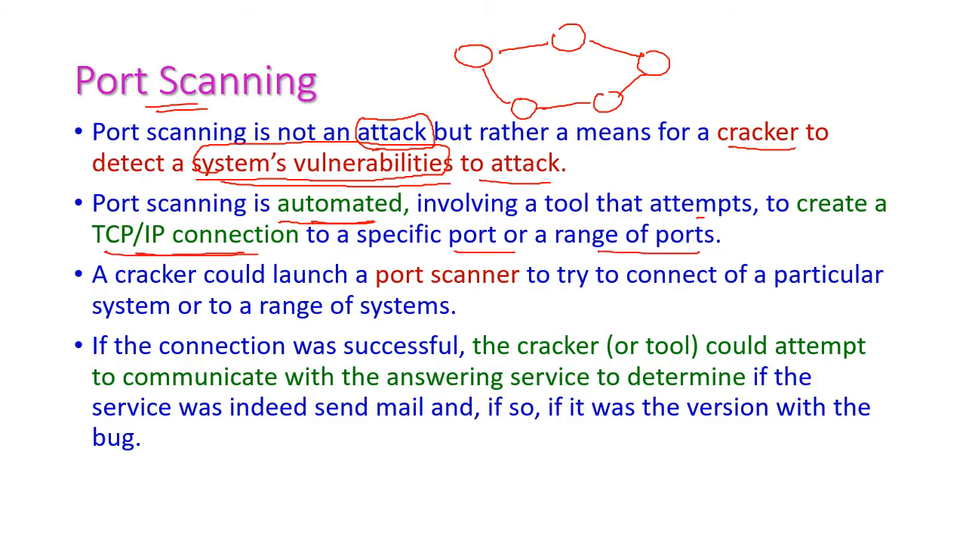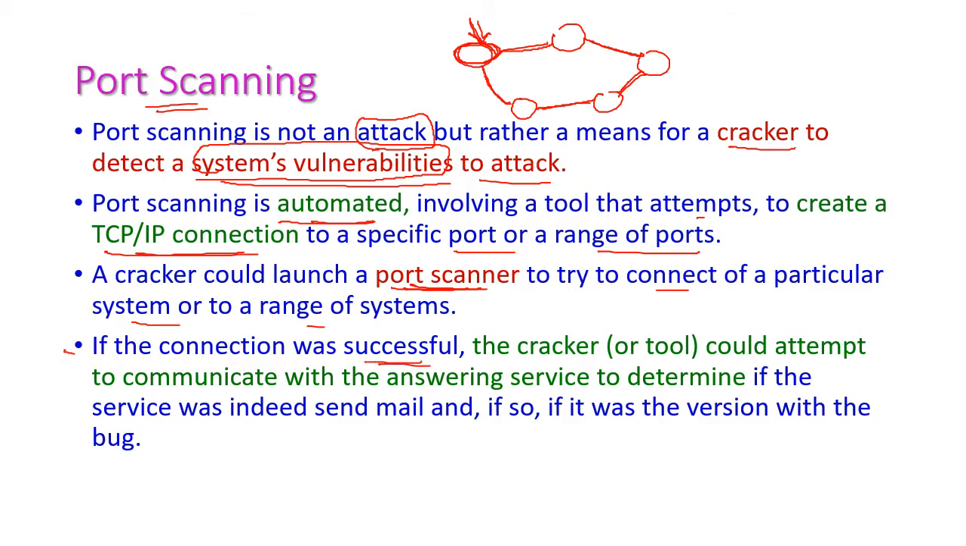a range of ports. Suppose this is the system and the attacker tries to collect secret information from it, such as who the other persons in the network are and what secret information they are sharing. Here the cracker could launch the port scanner and try to connect to a particular system or a range of systems. From here they will scan the entire network.